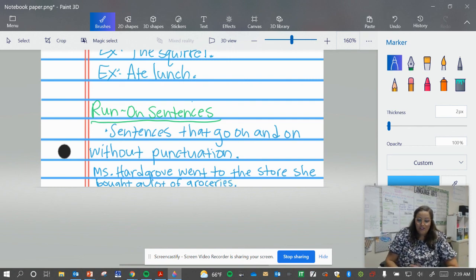There's no punctuation in there that tells me to pause. I have too many subjects and too many predicates, right? So Ms. Hargrove is the subject and she is the subject, and went to the store and bought a lot of groceries, okay? So I have too much going on. I have to have a punctuation mark in there, okay? And we're gonna talk so much more about all of these, but your job tonight is to go onto the Seesaw and just match the examples with complete sentence and incomplete sentence and a fragment, okay? And remember, I want you to do this totally by yourself because this is going to help us know what we need to practice tomorrow.